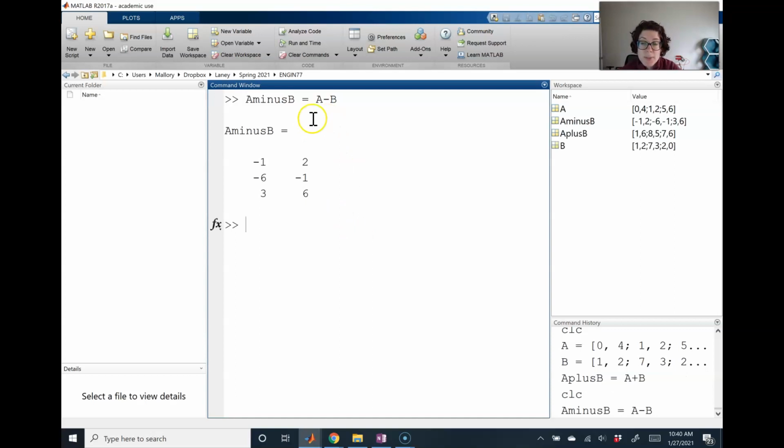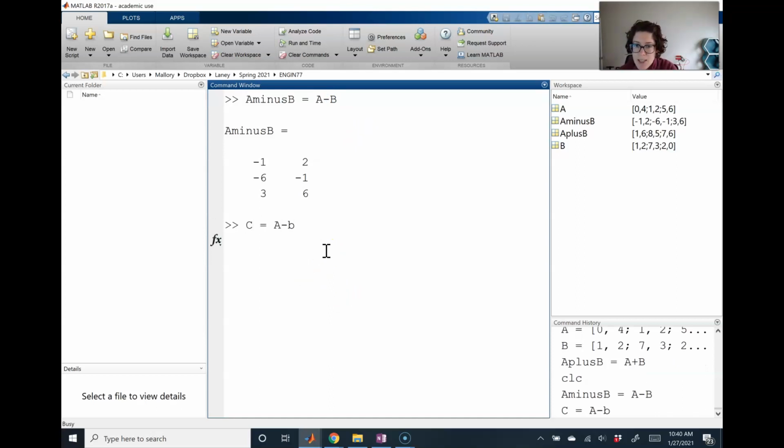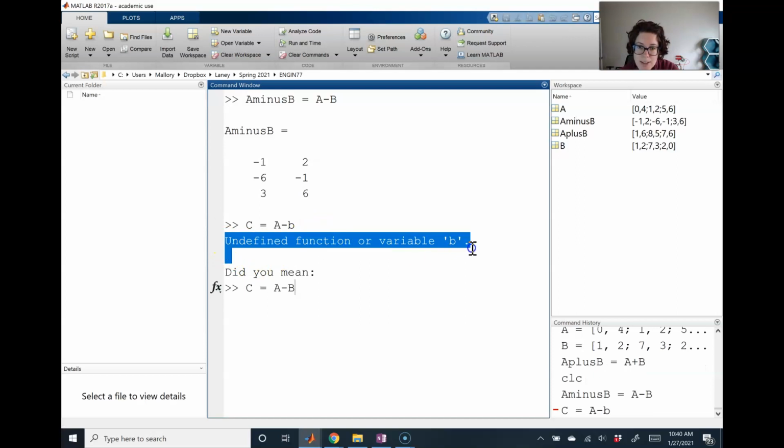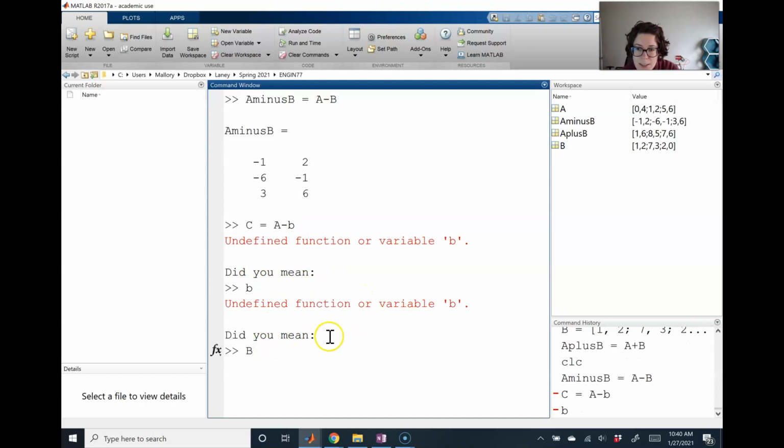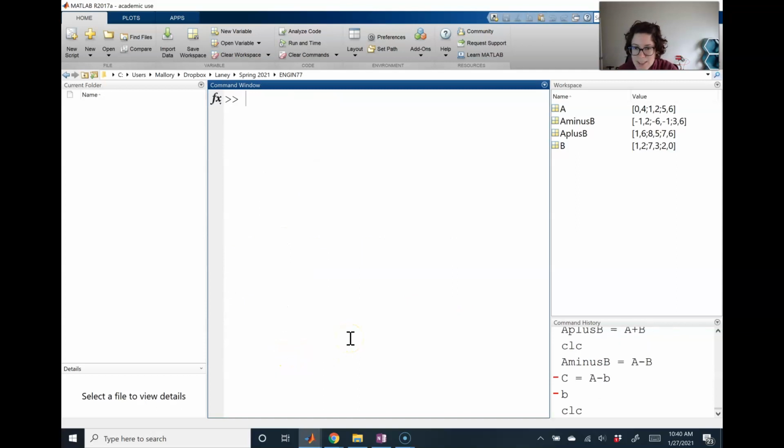And just a reminder, our variables are case sensitive, so I can't put a lowercase b here. If I did C is equal to A minus lowercase b, I'm going to get an error message that says undefined function or variable b, lowercase b, which means that I have not defined this lowercase b as a function or a variable. And then MATLAB typically suggests, did you mean this? Yes, I did. I'm not sure what just happened, but I'm just going to CLC right there. Okay, so that's matrix addition and matrix subtraction.